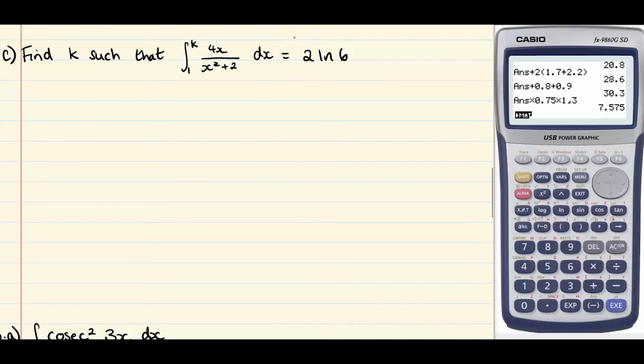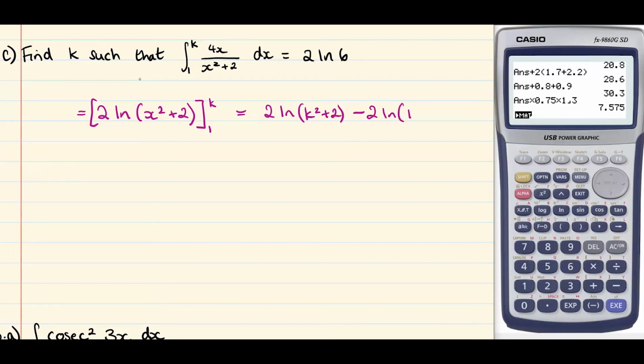Okay, so if we integrate it, it becomes something to do with the natural log of the bottom, x squared plus 2. Now, if we did differentiate that inside, we'd get 2x, we want 4x, so we actually need to start with twice as much of that. Now if we apply the limits, 1 to k, then we can substitute in, we would get 2 times the natural log of k squared plus 2 minus 2 times the natural log of 1 squared plus 2. So we get 2 times the natural log of k squared plus 2 minus the natural log of 3.